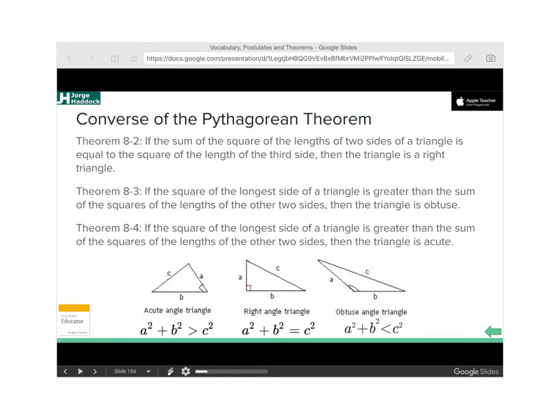Okay, so now we can use the converse of the Pythagorean theorem to determine, given the measures of a triangle, if that triangle is acute, right, or obtuse. If the sum of the squares of the two smallest sides is greater than the square of the third side, that means it's an acute triangle. If that sum is equal, it's a right triangle, and if it's less than, it's an obtuse triangle. Okay, so let's see this information.